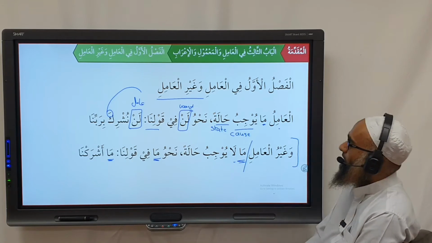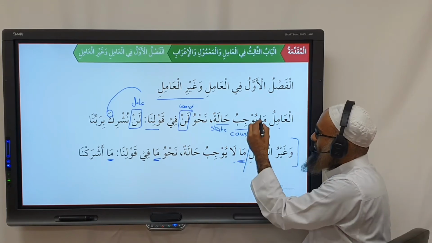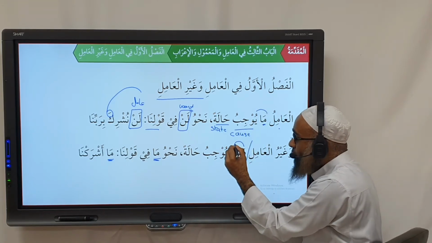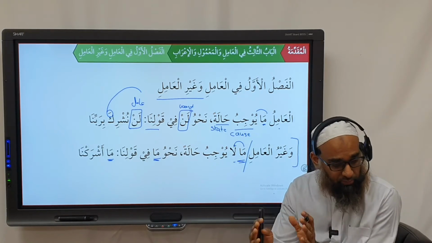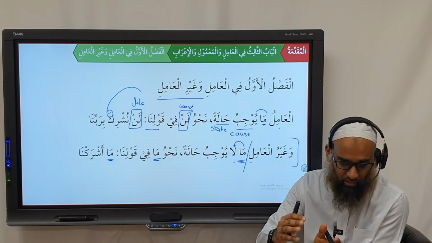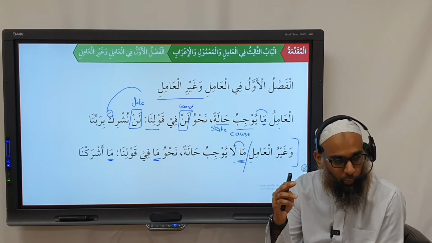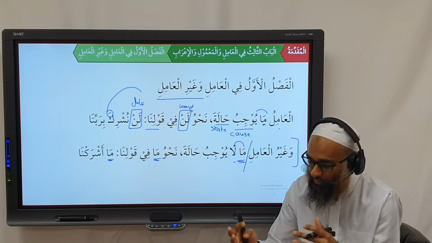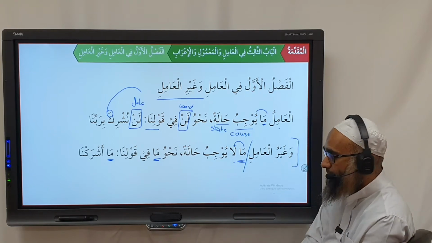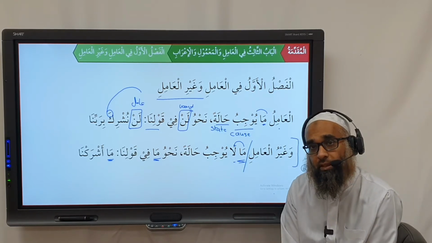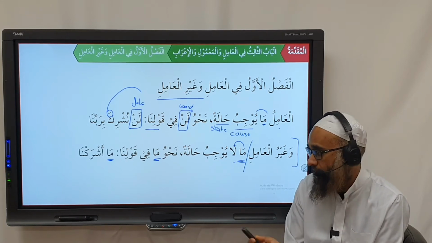So now this ma is called ghair amil, a non-governing particle. So here's ma yujibu halatan. This is ma la yujibu halatan. Understood? So some particles or some nouns, some verbs are amil and some are ghair amil. In Sughra we only discuss the amil. Here we're going to discuss the ghair amil. So we cover all of the particles and all of the types of words. Understood? Everyone following? Okay.